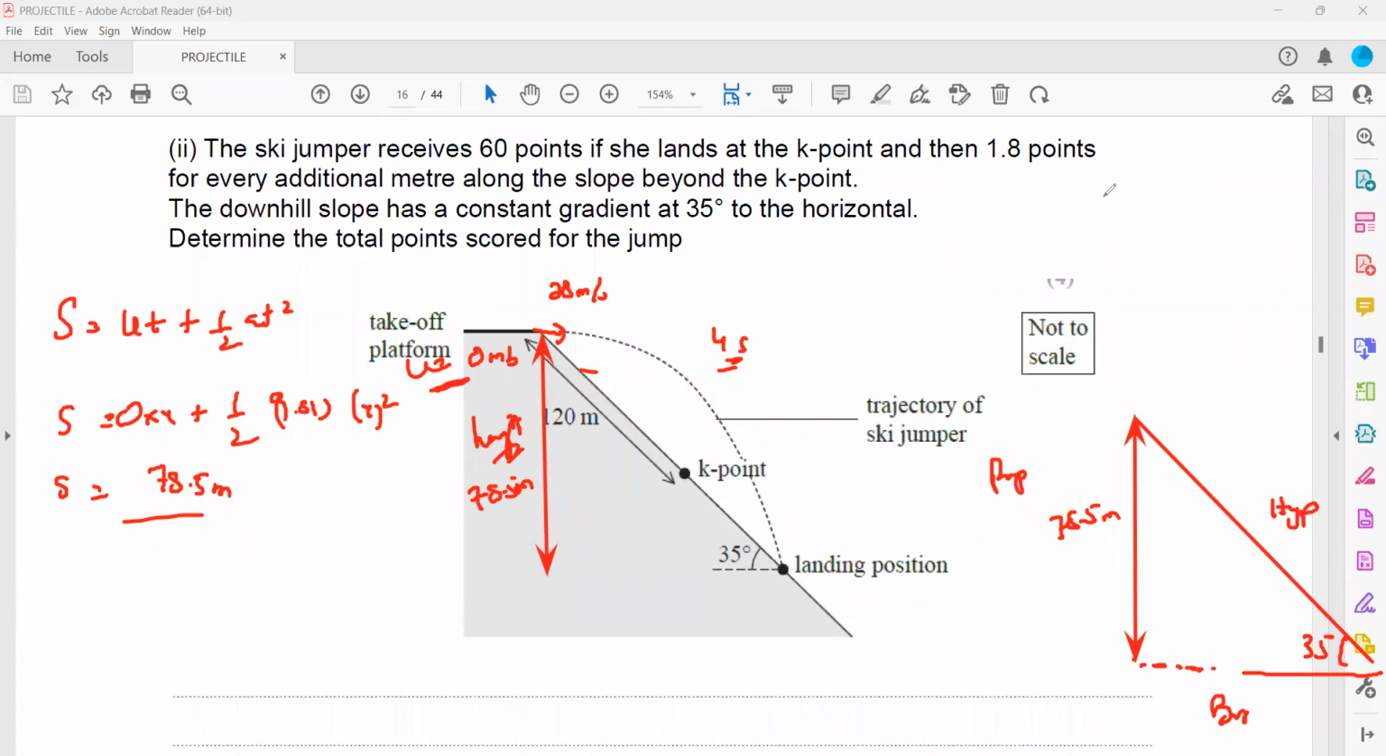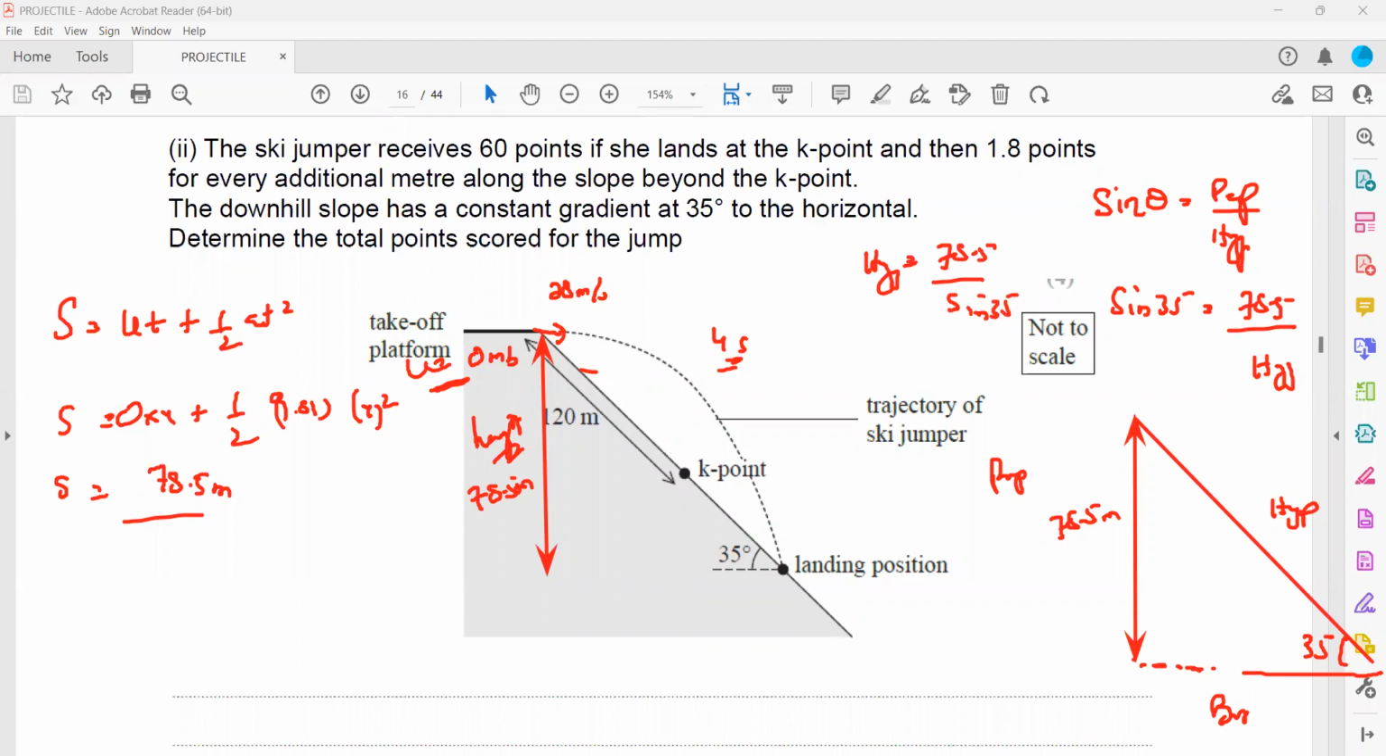So I can use sine theta. As we know, sine theta equals perpendicular divided by hypotenuse. So sine 35 equals the perpendicular, which is 78.5, divided by the hypotenuse, which we don't know. Cross multiplying, the hypotenuse will be equal to 78.5 divided by sine 35. This gives us the hypotenuse of this triangle, 136.9. So 136.9 meters is the total distance it has covered on the inclined surface.